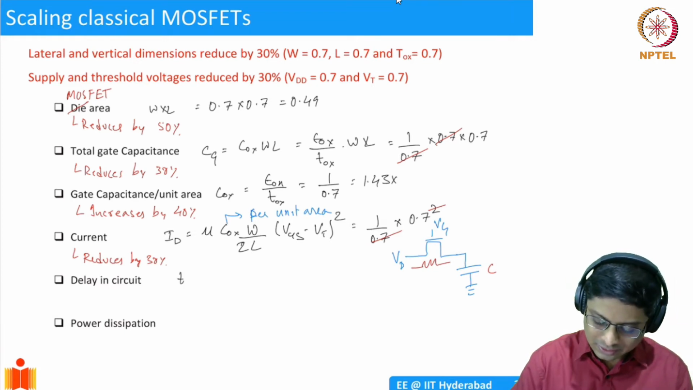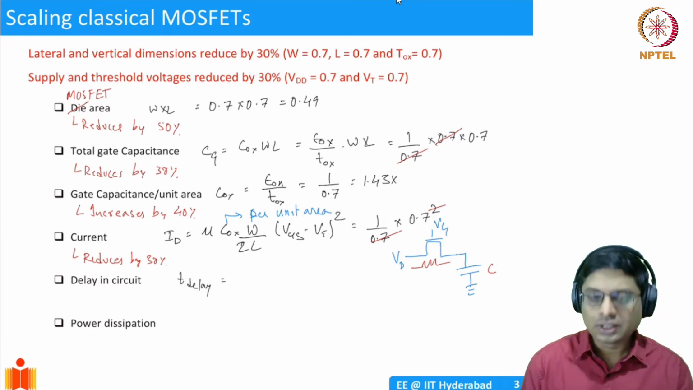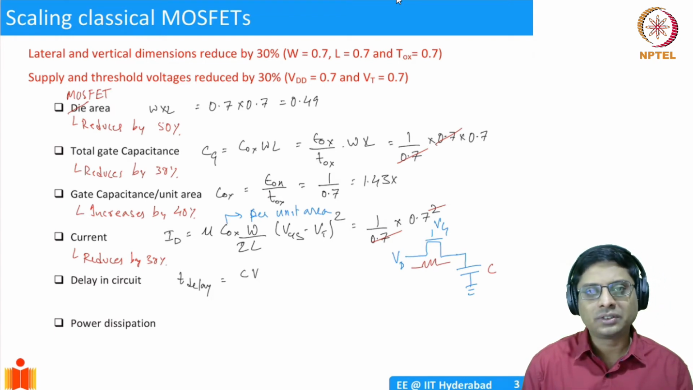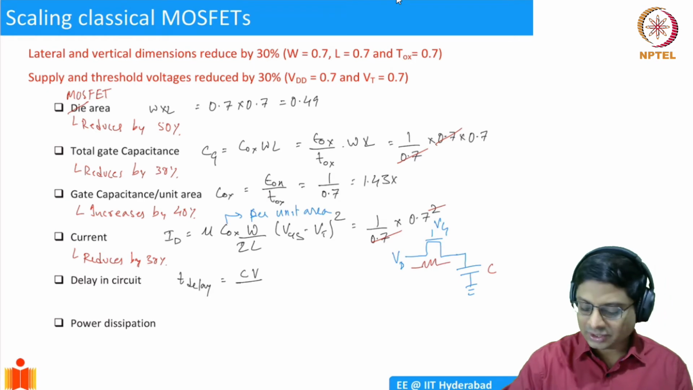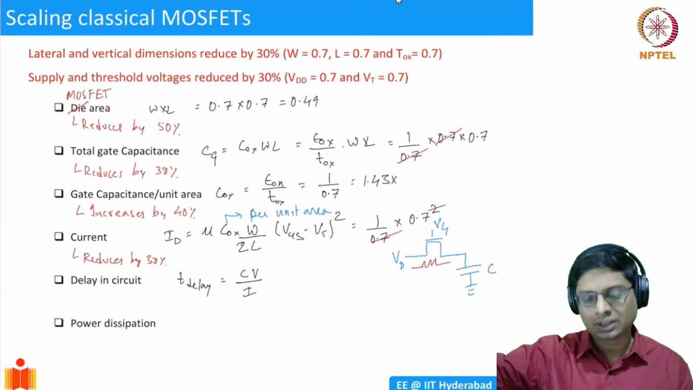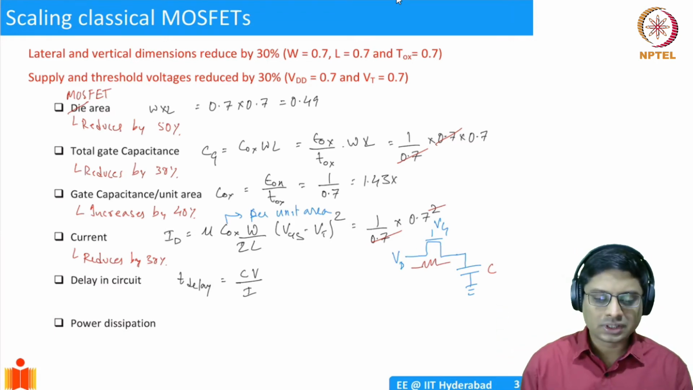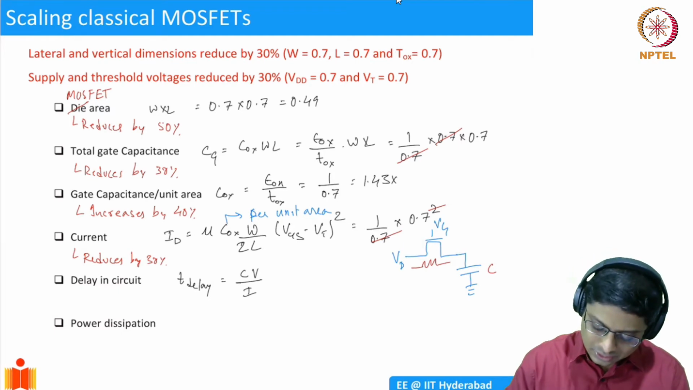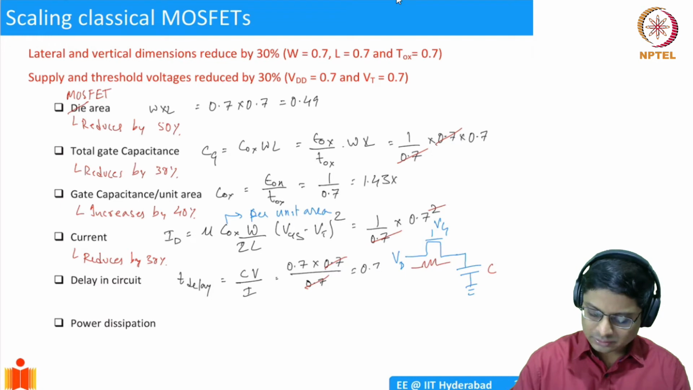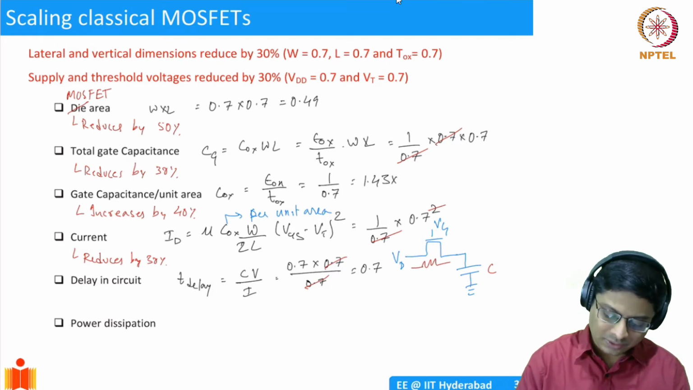I'll call it T delay. That is going to be, the capacitance is C, and you want to charge it to voltage V. So C into V will give you the charge, and if I divide it by the current that is flowing through the MOSFET, then I'll get the time that it takes to put that much charge on the capacitor. So time delay. And clearly, this capacitance is going to be the total capacitance of the oxide. So this will be 0.7 into voltage scaled by 0.7 divided by current scaled by 0.7. So roughly this will be equal to 0.7. So the time delay has reduced by 0.7.